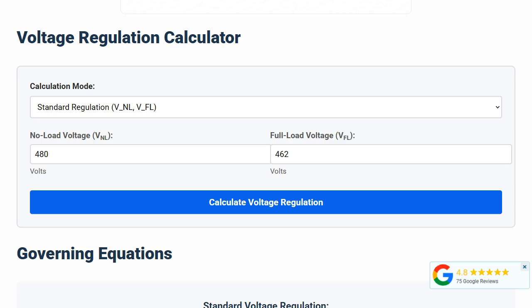Next, enter the full load voltage, which is the output voltage when the system is operating under its rated load. We'll enter 120 volts for this example. Once you've entered both values, click the Calculate button.